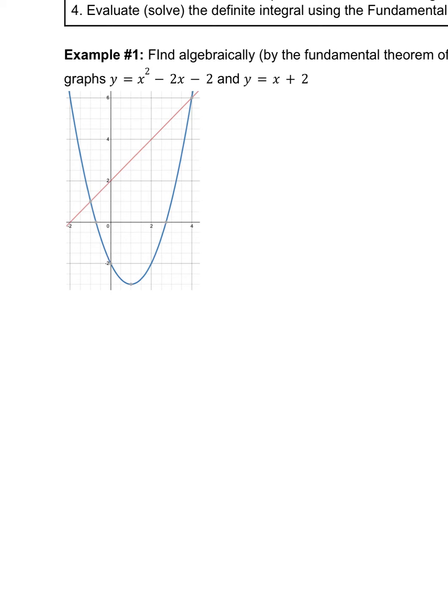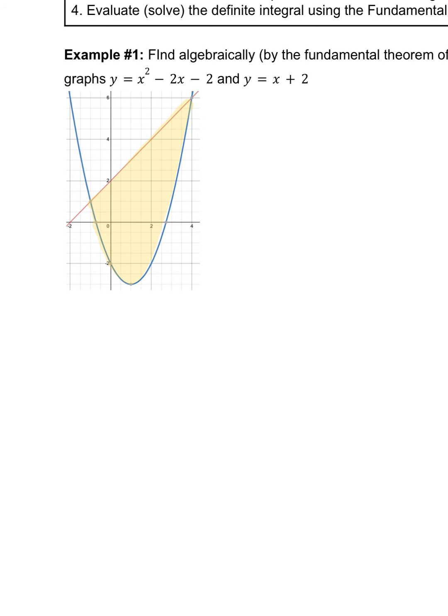Hey calculus, today we are going to learn how to set up a definite integral to find the area between two curves. So in our first example, we have the line x plus 2 right here, and we have the parabola x squared minus 2x minus 2. And we want to find the area that is between those two curves. All right, so there is our area.